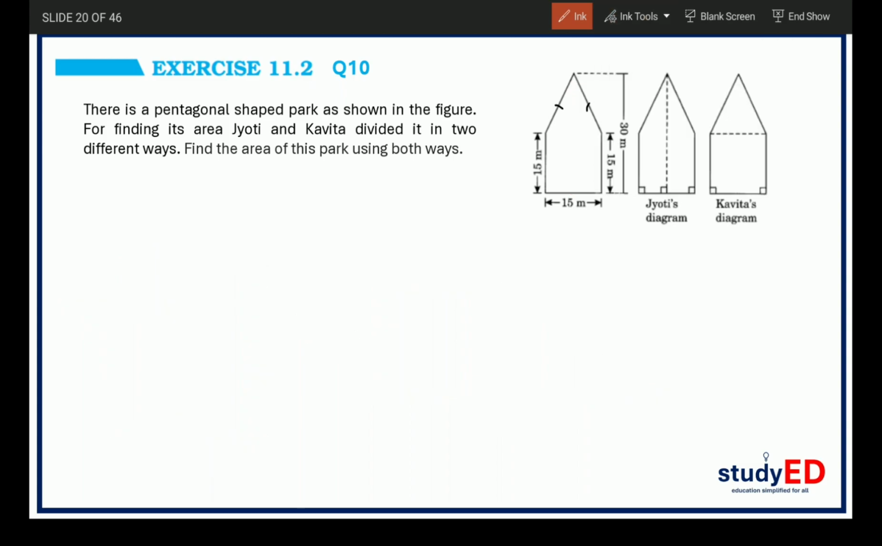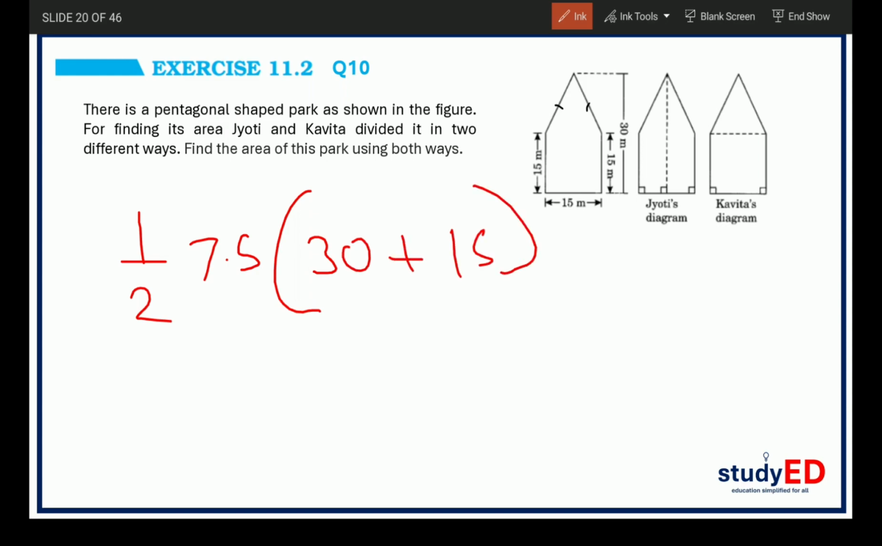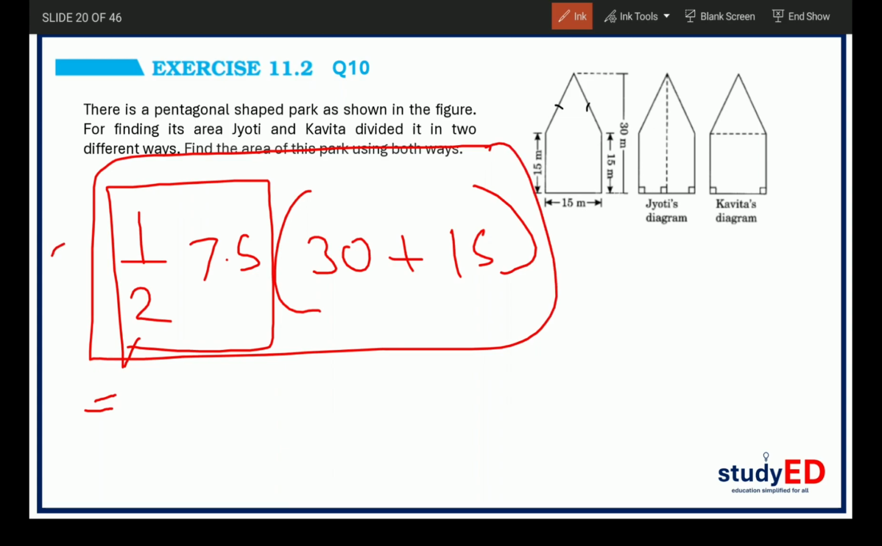Okay, so now we've got that. Let's put it down. 1 by 2 times h 7.5 into parallel length 1, 30, plus parallel length 2, 15. So that's going to be, or what if we do it another way? Since both of them are equal, rather than simplifying this and making it into a decimal and multiplying it, what if we multiply the entire thing by 2? Don't you think that's easier?